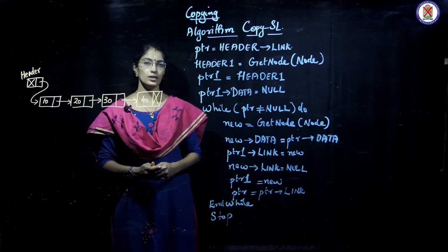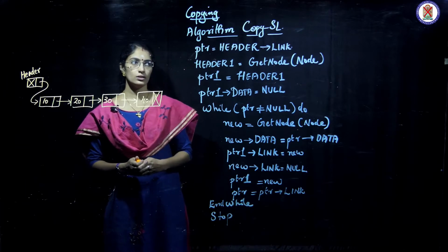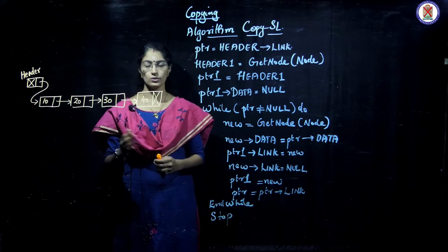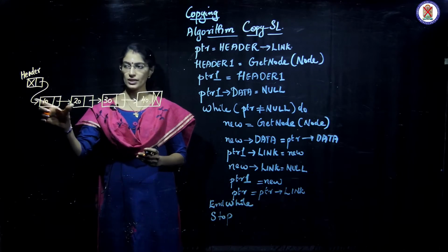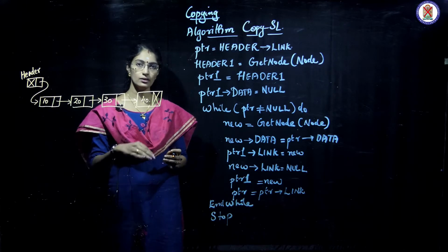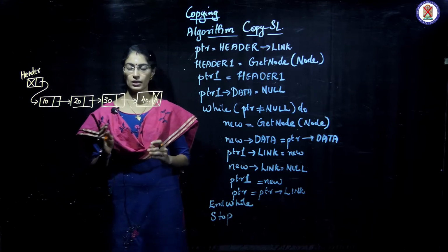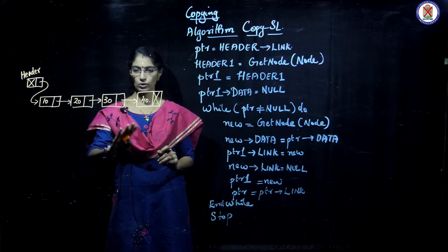Next we will be looking at the copying algorithm in a single linked list. Before going to the algorithm, I would like to explain with the help of an example. What do you mean by copying? You already have an existing linked list and you will be copying the same linked list to another linked list. That is, you are making a duplicate copy of the present existing linked list. So what should we do for this?